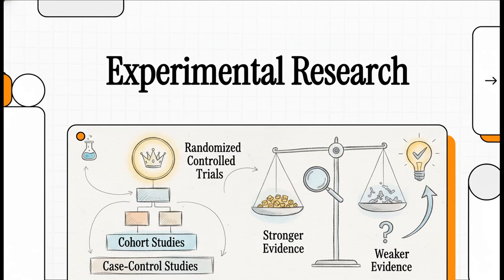All right, let's get into it. Today, we're jumping into Chapter 9, Experimental Research and Levels of Evidence. This is all coming from the textbook Research Methods in the Real World, and we're basically going to figure out how scientists actually know if something is legit or not.